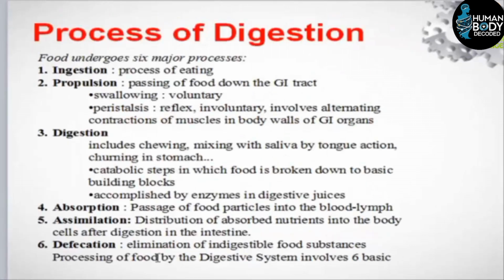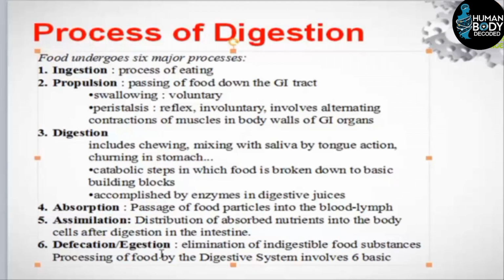Now, let's talk about the process of digestion. How does the digestion process work? The digestion process is generally divided into 6 steps. The first step is ingestion, which means taking food into the mouth, the process of eating. The second step is egestion. This is the last step of digestion and is also called defecation. So, egestion is the process of eliminating waste.